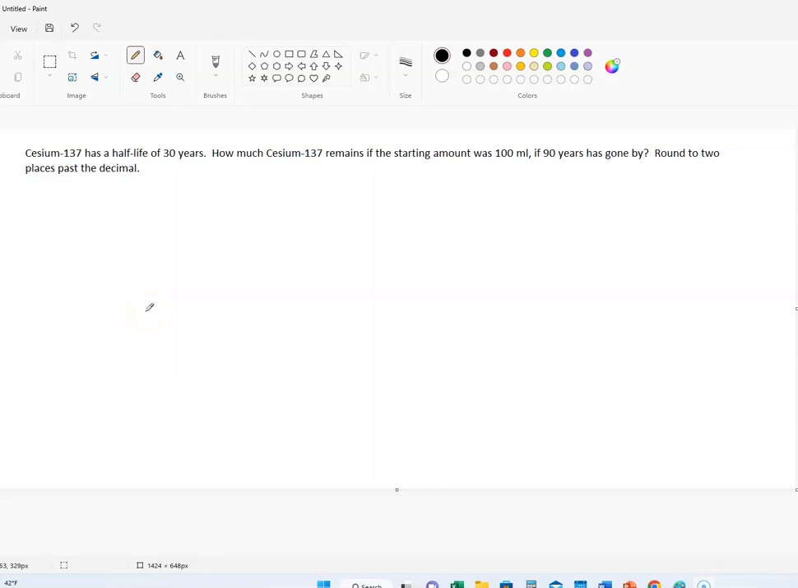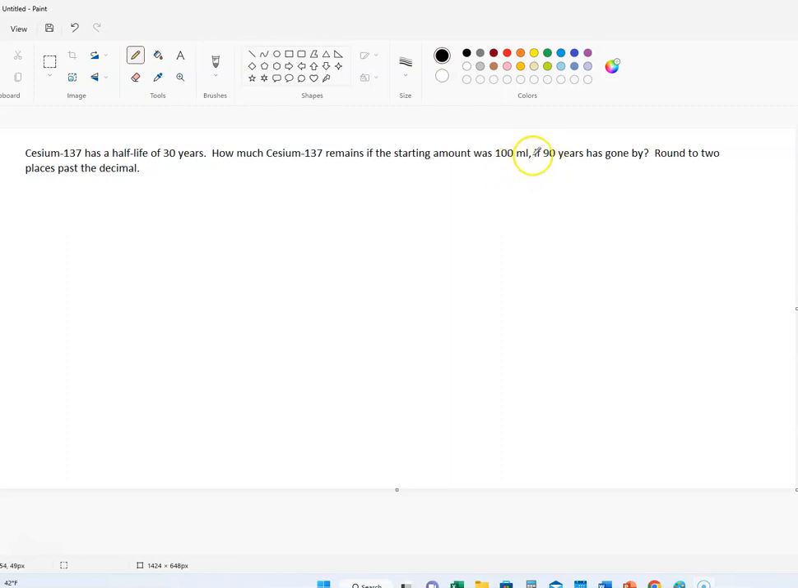So here's our first problem. We have radioactive cesium 137. Cesium 137 is radioactive, by the way. It has a half-life of 30 years. So how much cesium 137 remains if the starting amount was 100 milliliters?